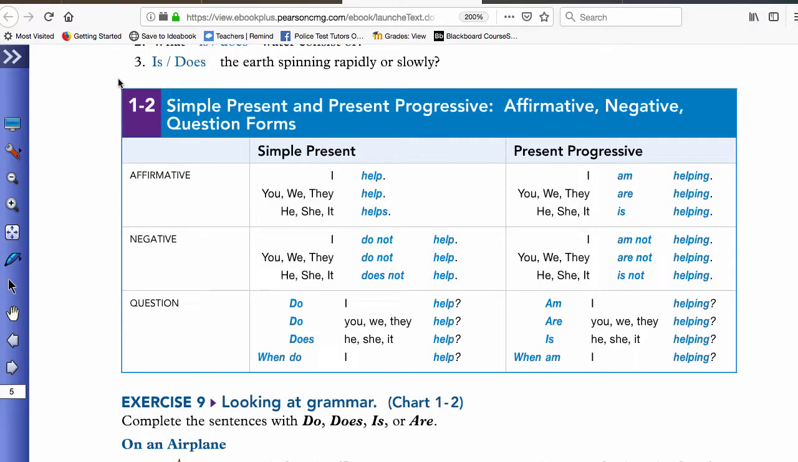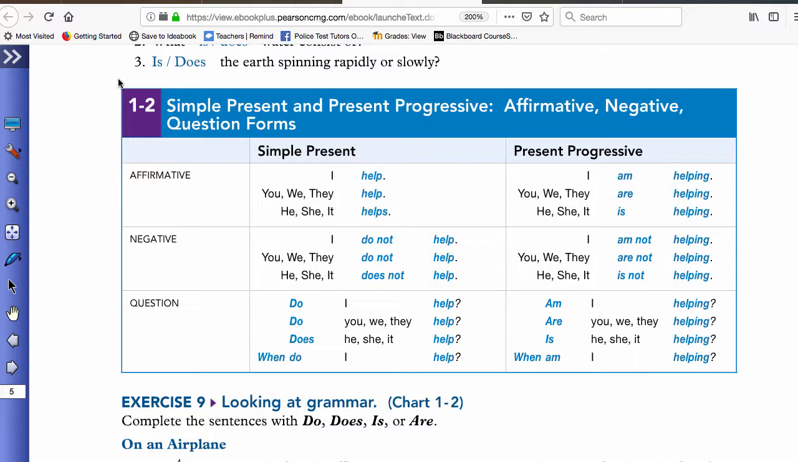Okay, welcome everybody. We are actually on page 5. We're looking at Grammar Chart 1-2 in our Azar book, Understanding and Using English Grammar. Right now what we're going to be looking at is how to use the simple present and the present progressive in the affirmative, that means the positive, or in the negative and in question forms.